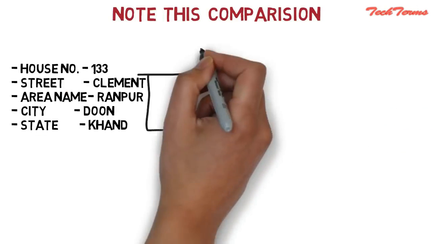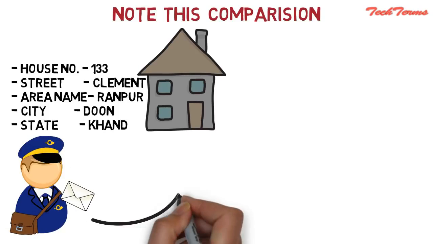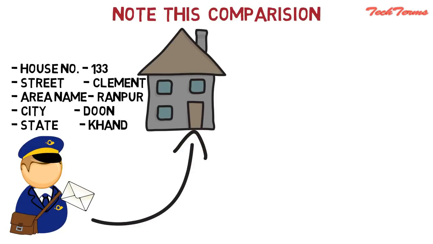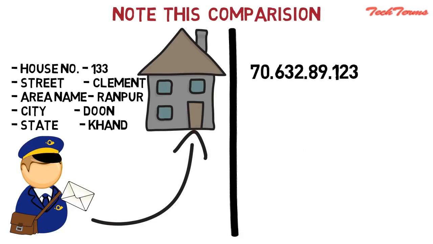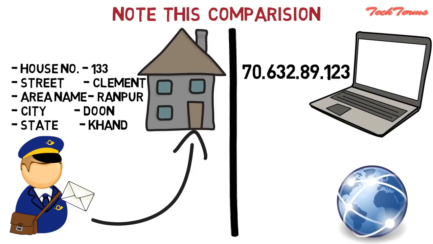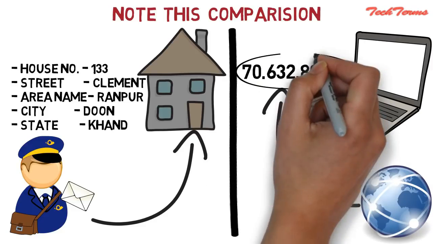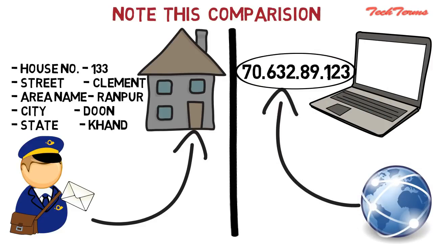Note this comparison. This is your home address, which is identified by your area postman, and you get all the things delivered in this address. Similarly, this is your computer address, which is identified by the computers in internet, and you get all the downloads available at this computer address. This address is the IP address of your computer.